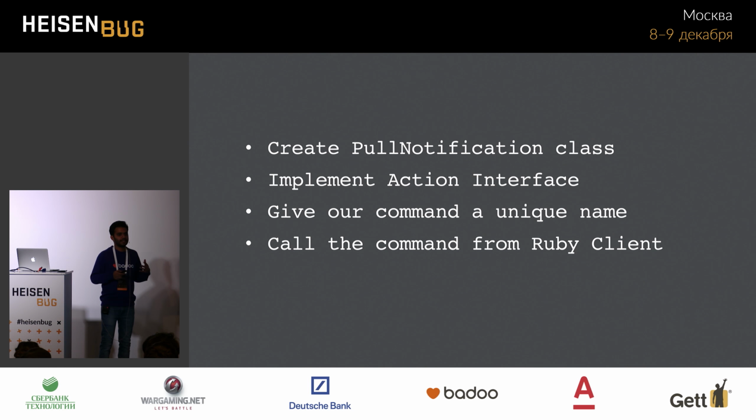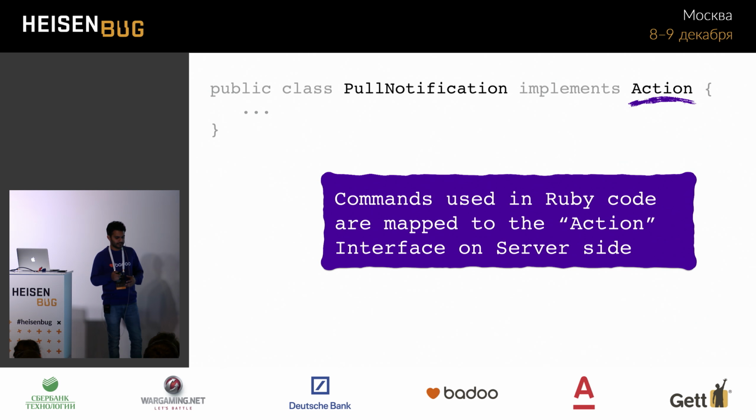We are going to create a simple class, PullNotification. We are going to implement the Action interface, which basically defines what we want to do with this class. And then we'll give it a unique name so that we can call it from our Ruby client. Let's get started. We created a class PullNotification, which implements Action.